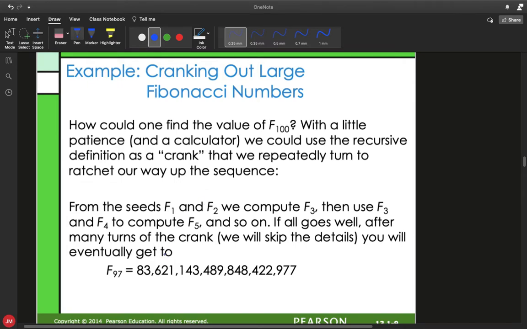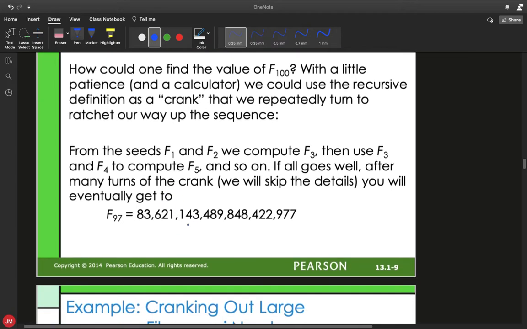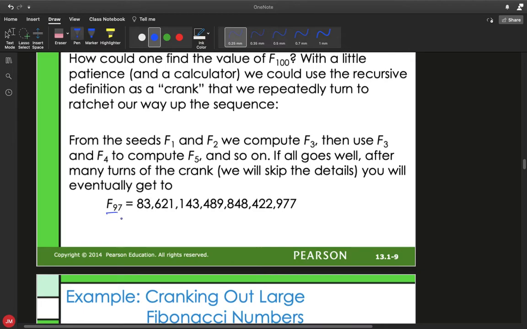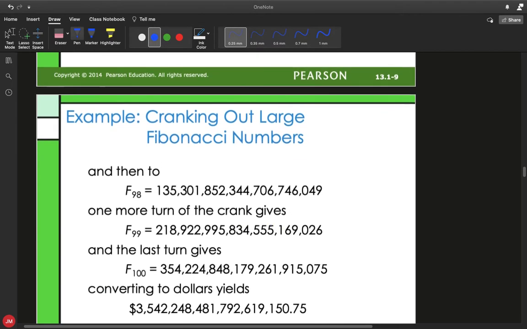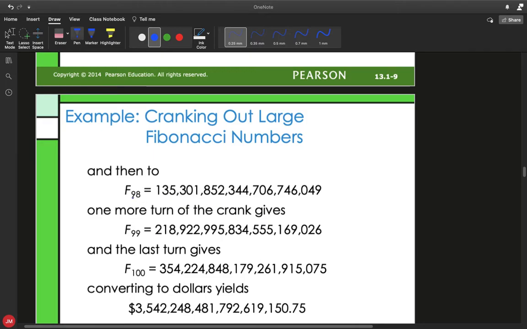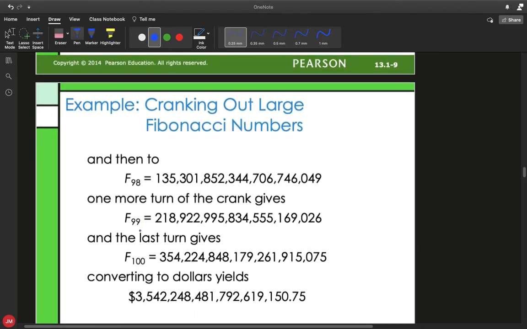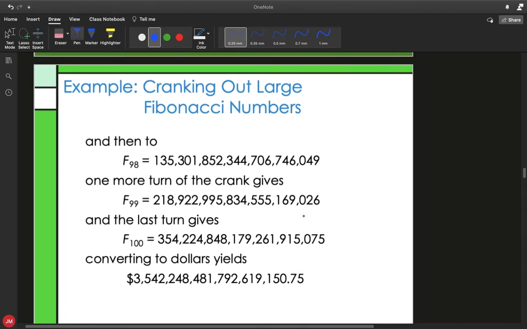In fact, just to show you how big those numbers get, eventually you'd get to f of 97, f sub 97, which is this number right here. And I won't even try to say it out loud, but you can see that it's a number well into the trillions, quadrillions, even up into those very large numbers. And if you keep going, you'd get to f of 98, which is, again, an even larger number, f of 99, which is a very large number.